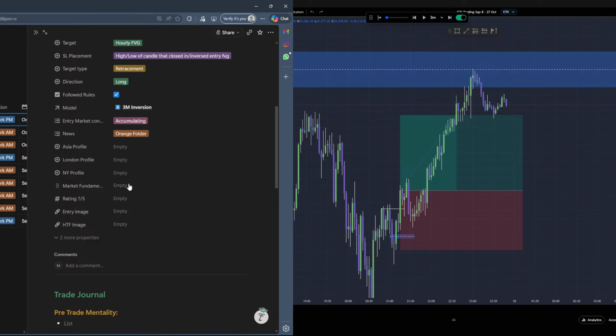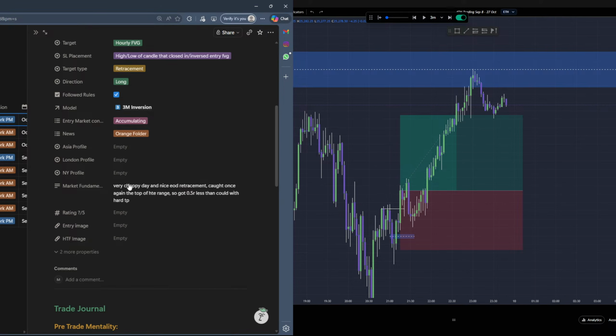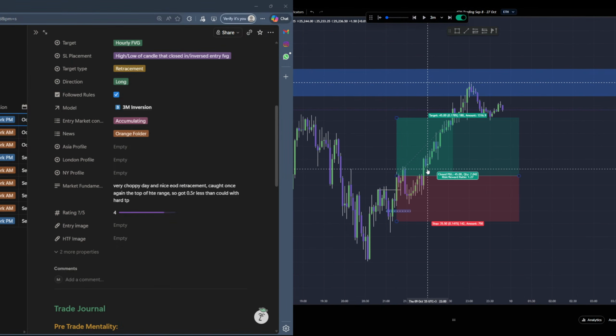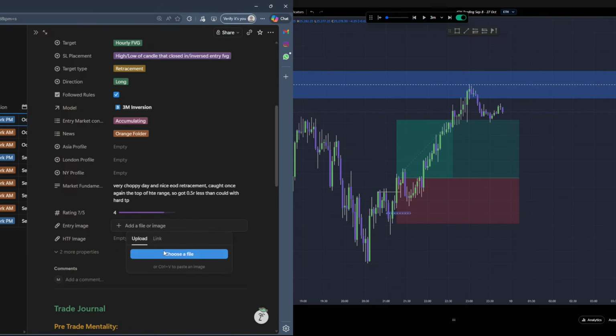Okay, very choppy day. Nice end of day retracement. But again, once again, top of the range. So got less, and it would be hard to take profit. Gonna rate this a 4 to 5. Really nice the way it didn't go to break even once with the 10 p.m. candle open.